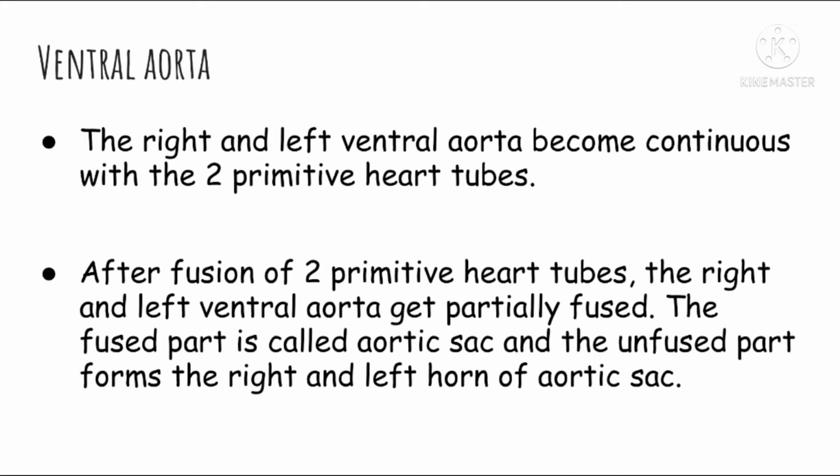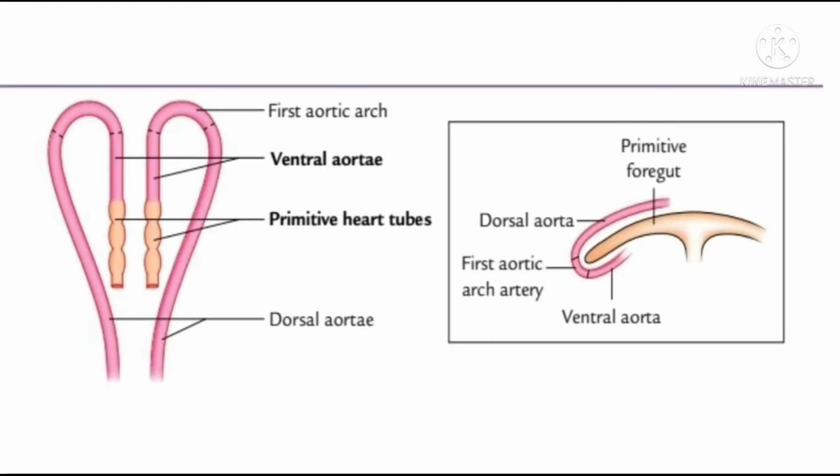The picture on the left side shows how the ventral aorta is continuous with the primitive heart tube, and also the dorsal aorta and the ventral aorta are connected by the first aortic arch. And the picture on the right side shows how the dorsal aorta is dorsal to the foregut and the ventral aorta is ventral to the foregut, and they are connected by the first aortic arch artery.